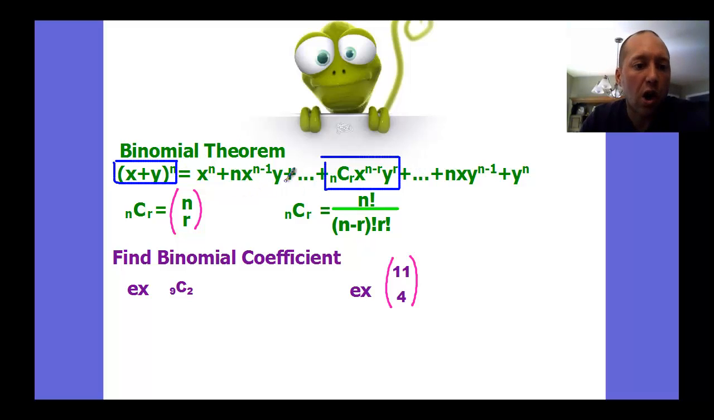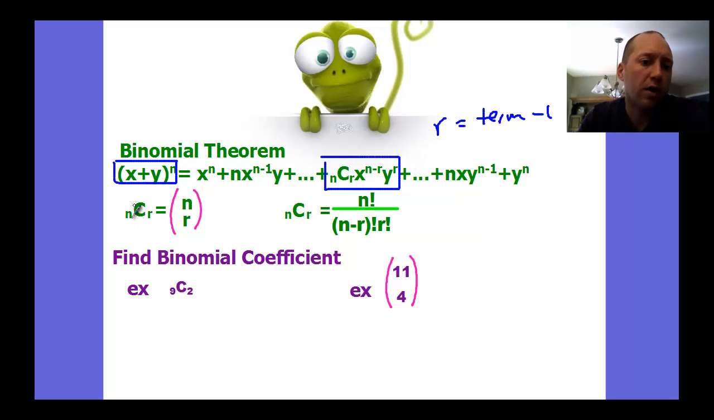R is always 1 less than the term you're at. So r is always equal to the term you're at minus 1. That's going to be the term number minus 1. Now that's how you can represent r. And so the relationship is, if you do n minus r plus r, it'll always equal n.